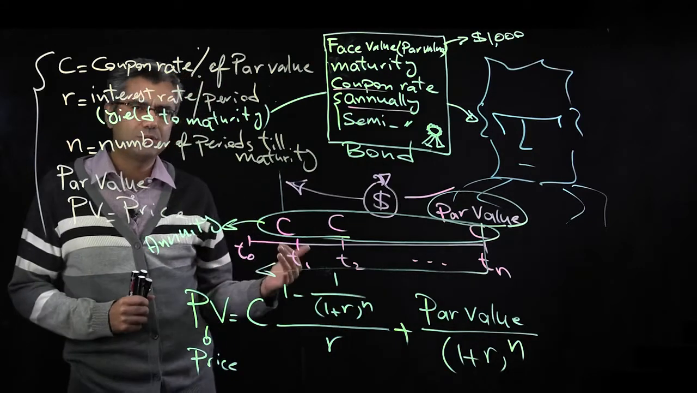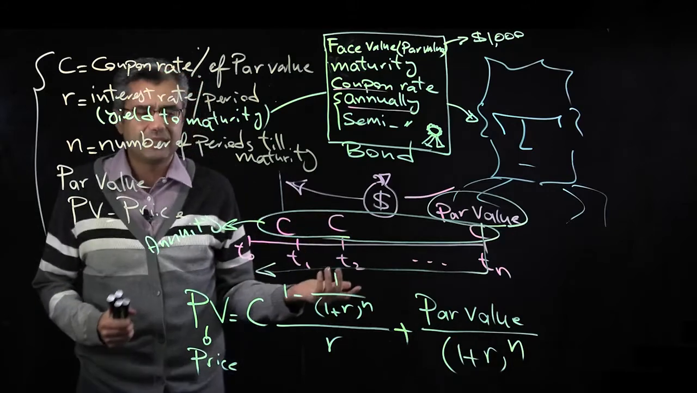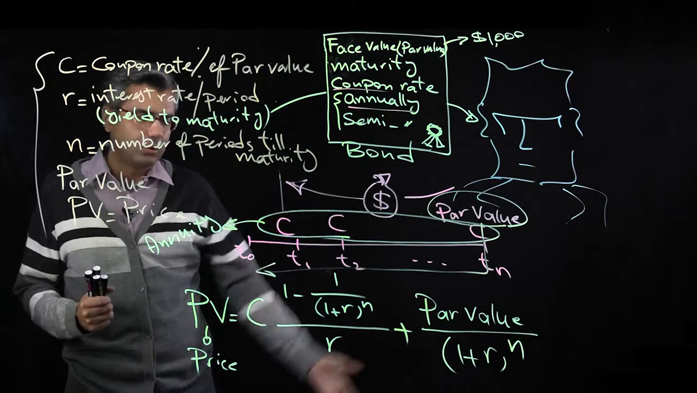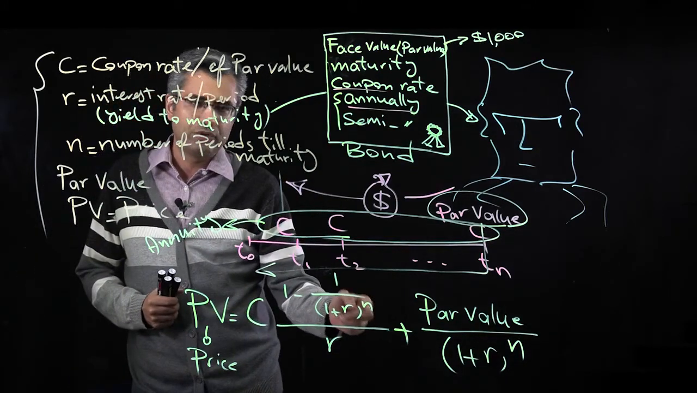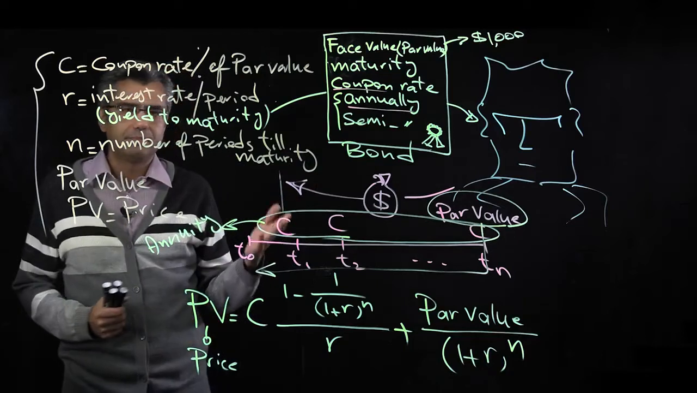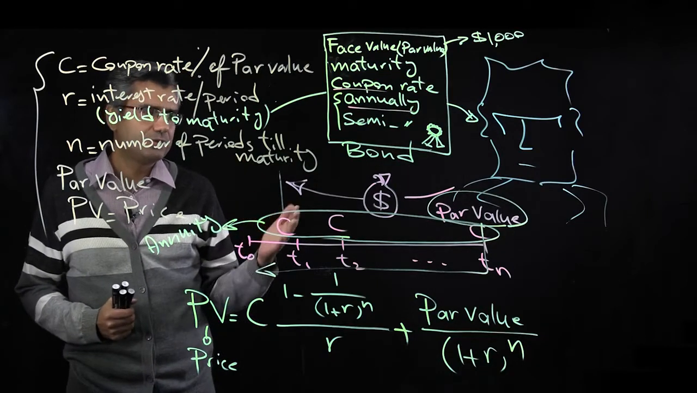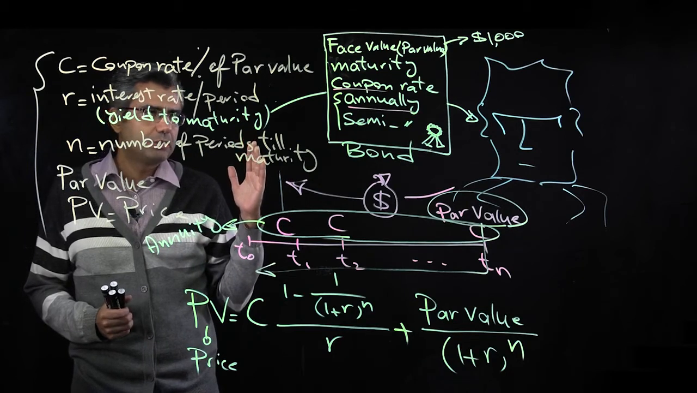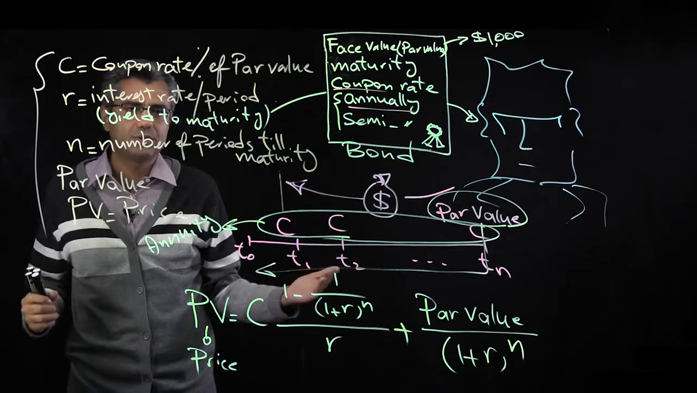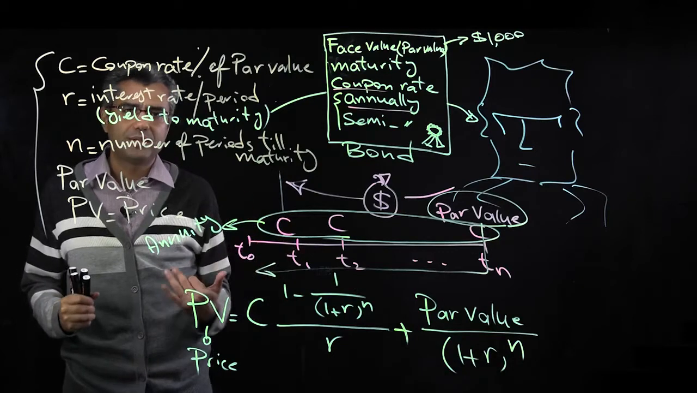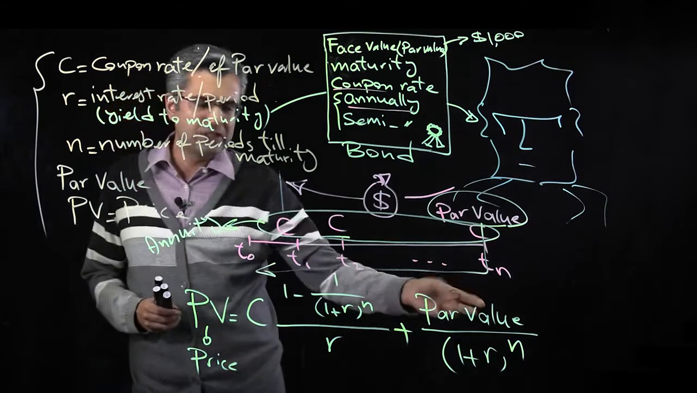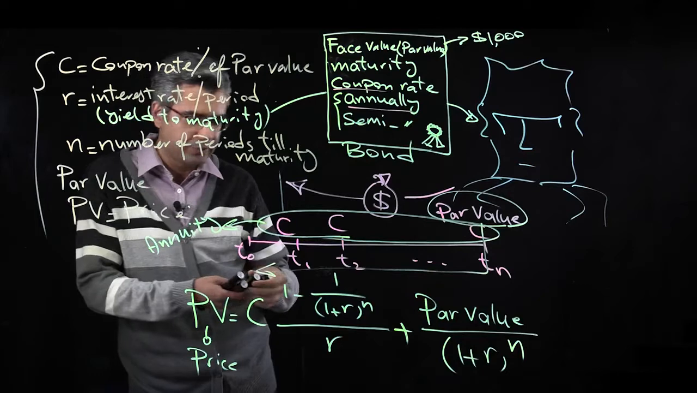N, the number of periods till maturity, is fixed. At the time they issue the bond, it's very clearly mentioned whether this is a 2-year bond, 5-year bond, 10-year bond, or 30-year bond. So N is constant. Par value is fixed. It's already mentioned on the instrument, on the contract or bond indenture. For corporate bonds, as I said, it's mostly $1,000. It won't change until maturity, when the investor will receive $1,000. The issuer will pay $1,000, and this is the end of the contract, right? So this won't change.